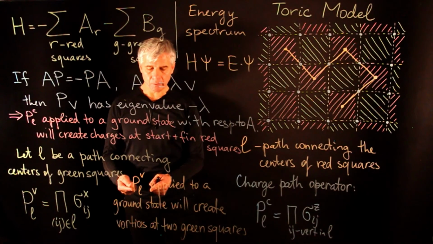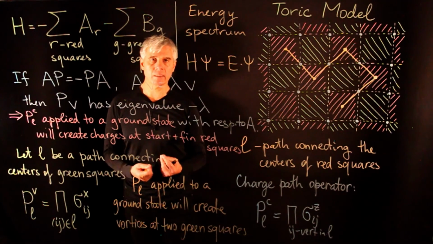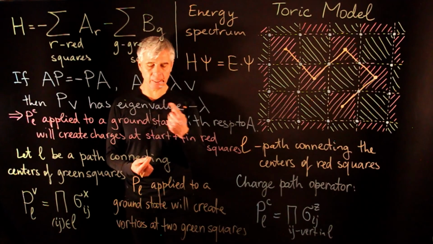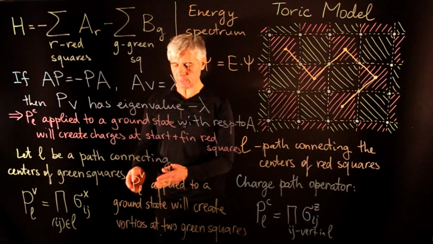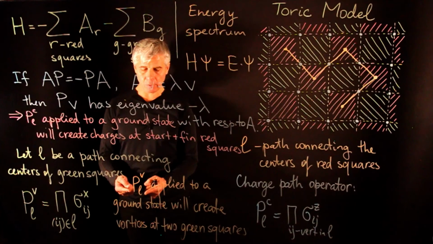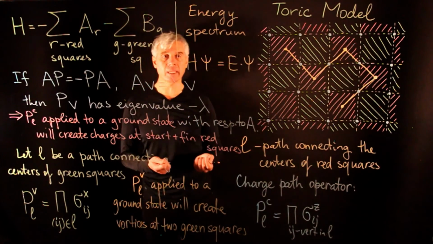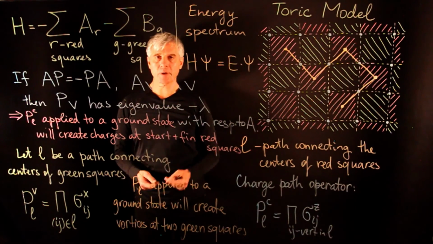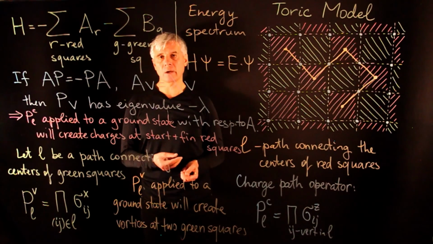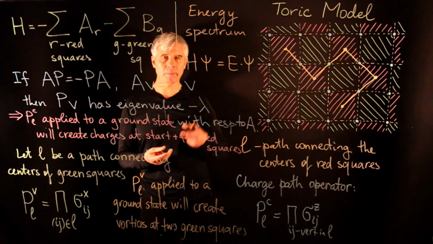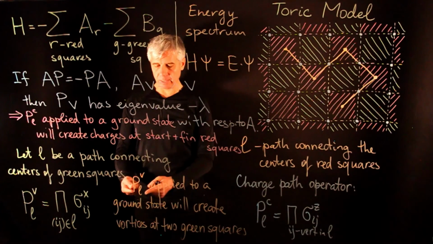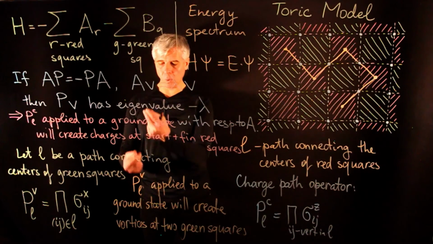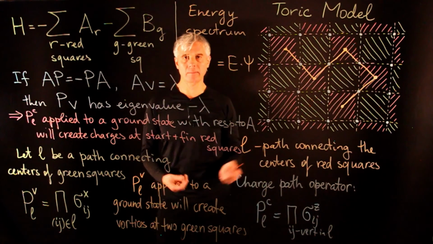If we apply this path operator to a state that already has vortices at the start and at the finish squares of this path, then this path operator will annihilate these vortices. And if we apply this path operator to a state that has a vortex at one square but not at another, then this path operator will move the vortex from one end of the path to another.